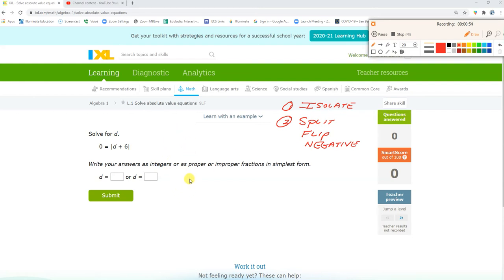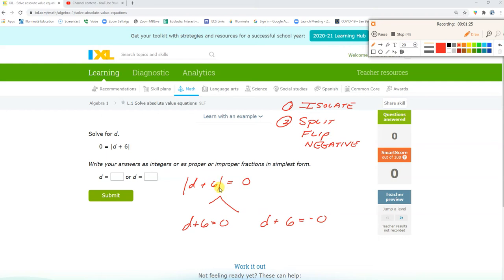So I'm looking at this guy right here. I'm actually going to flip it over here. Absolute value of D plus 6 equals 0. Notice that the absolute value is already isolated, which means it's all by itself. Now I'm going to split it. What I'm going to do is I'm going to split this into two equations. I'm going to split it into D plus 6 equals 0 and D plus 6, ready? Flip the equal sign, which in this case doesn't do anything, right? And then add a negative to the number.